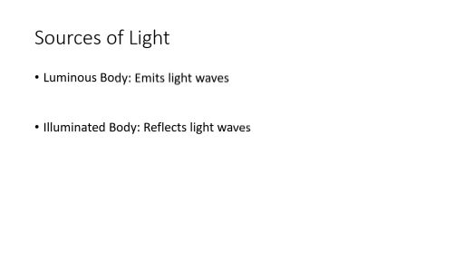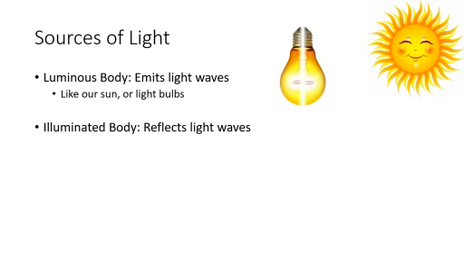Okay, so that was a little background about the speed of light. Now let's talk about some of the key things with light. Sources of light: light comes from two sources. One is a luminous body, which emits the light waves. That would be suns, light bulbs, a flame. Okay, so that's a luminous body.